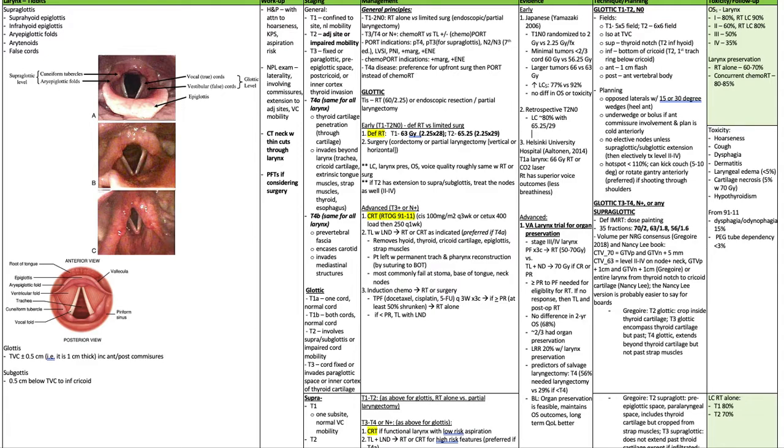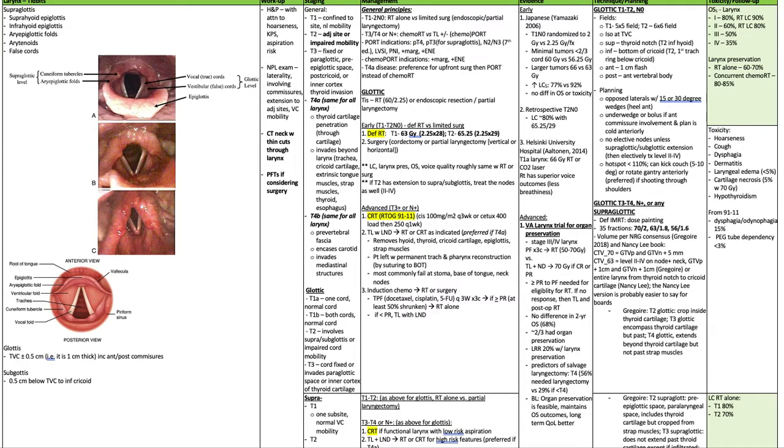For glottic larynx, the staging: T1a is one cord, which is normal mobility. T1b is both cords, which are normal. T2 involves the supra or subglottis, or you have impaired cord mobility. T3, again, the cord is fixed, or it invades the paraglottic space or inner cortex of the thyroid cartilage. T4a and T4b are the same.